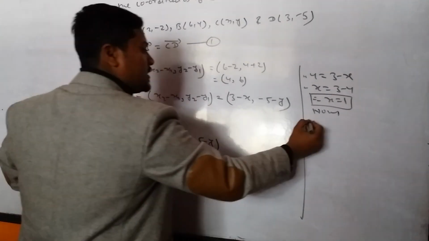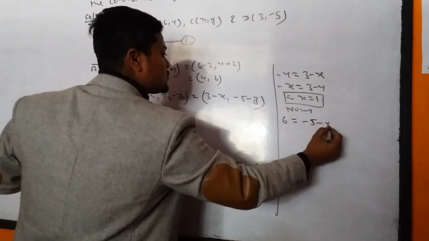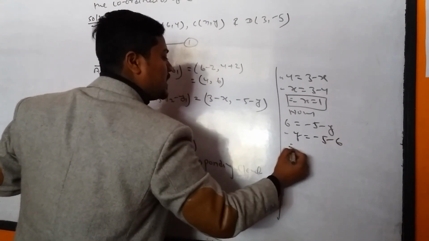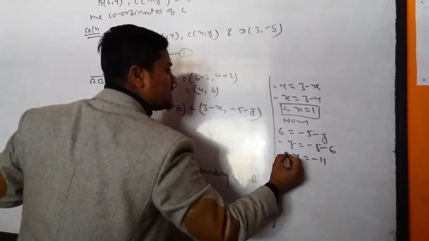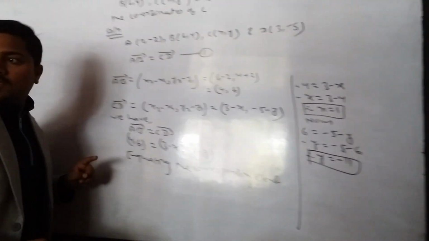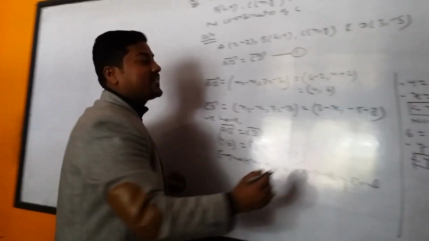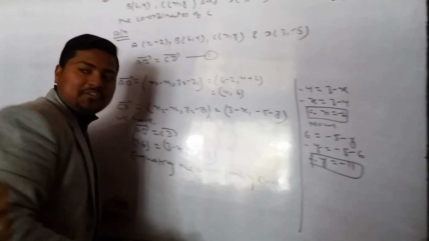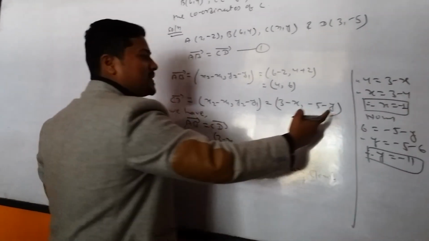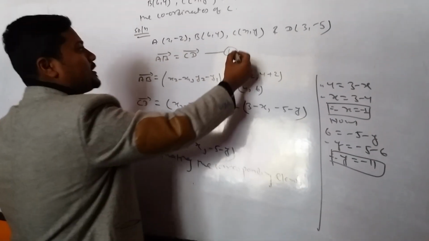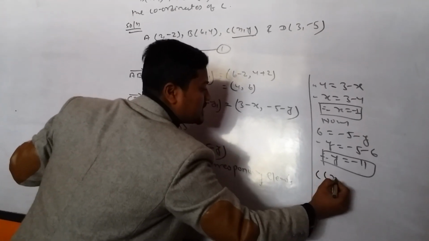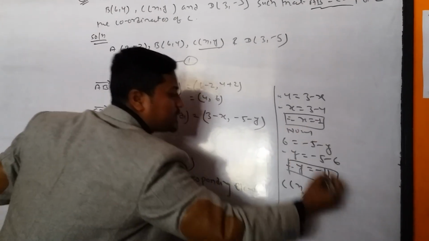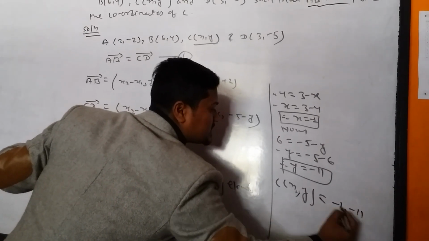So now here, minus 5 minus 6. What does the y value come to? Minus 11. Okay, yes, thank you very much, students. Here 3 minus 4 is minus 1. So now we got the x and y values in this way. Now what does the C coordinate come to? C(x, y) is equal to C(-1, -11).